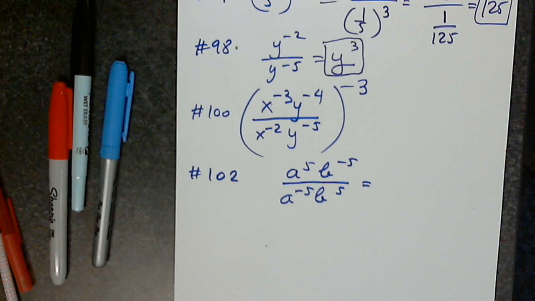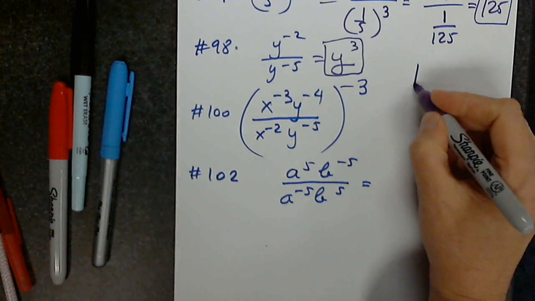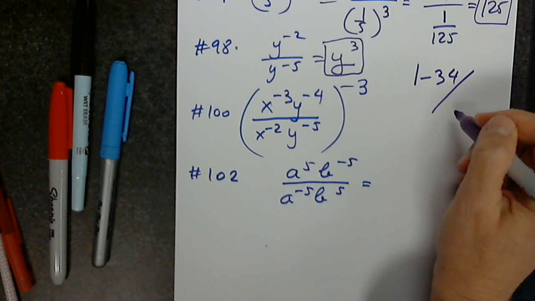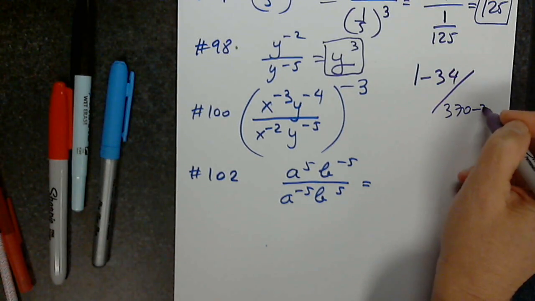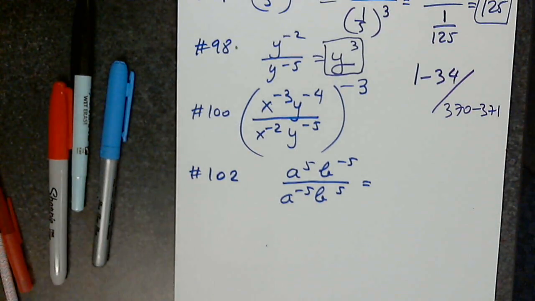For Thursday, I would like you to work on problems 1 through 34 on pages 370 and 371. So 1 through 34, 370, 371. This is the chapter 5 test. All answers are in the back.